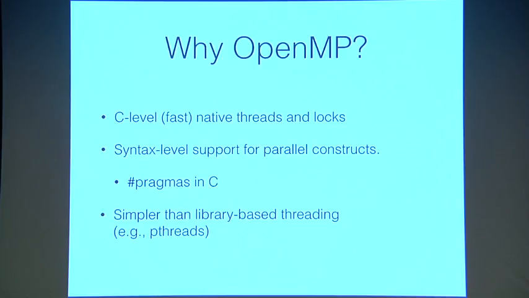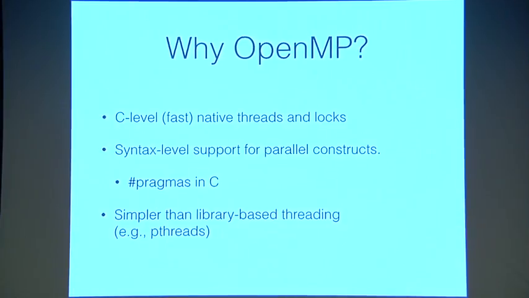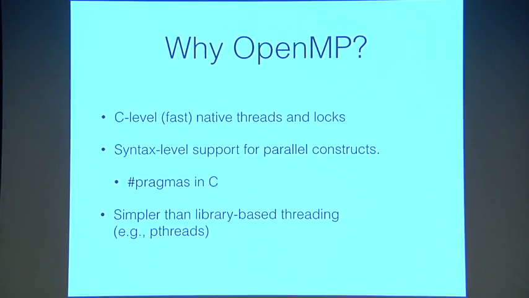OpenMP gives us C-level, very fast, native threads and locks. It doesn't give us anything like queues. It basically gives us threads and locks and some nice syntactic sugar to stitch them together. It has syntax-level support for parallel constructs. If you remember the seminar by Charles Leiserson, where he talked about Cilk and how it's very easy to take a C program, add a few Cilk keywords, and get a parallel program out.